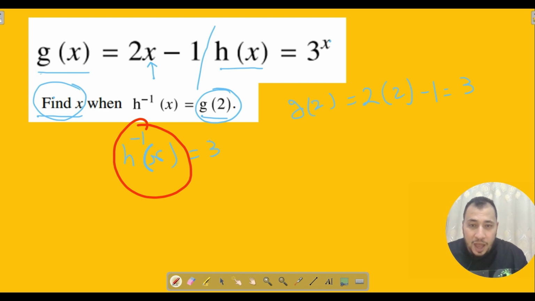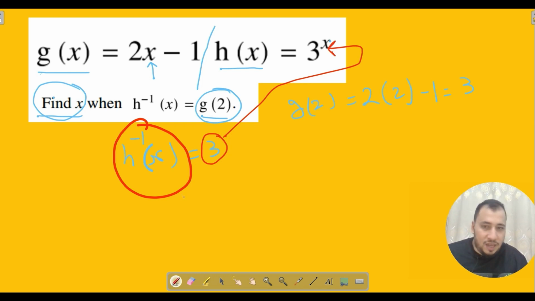Okay, so I will take this 3 and substitute it here instead of this x in function h, of course. And now what is our answer? Our answer now is going to be 3 power of 3, which is equal to 27.